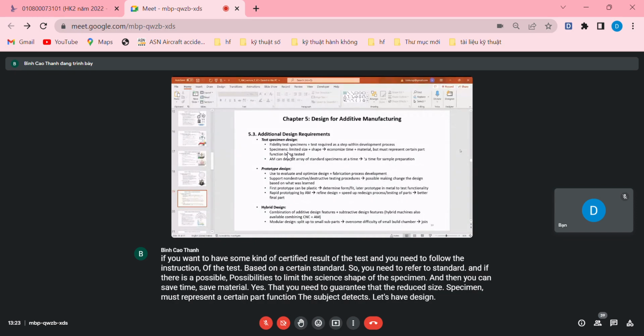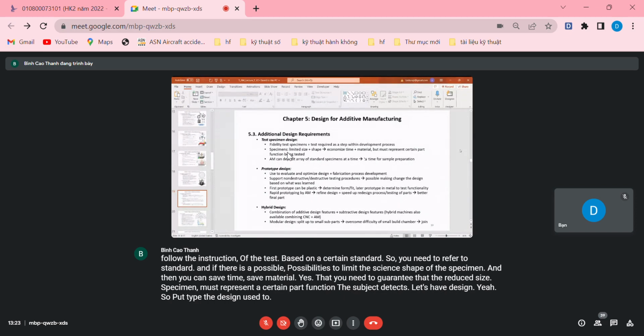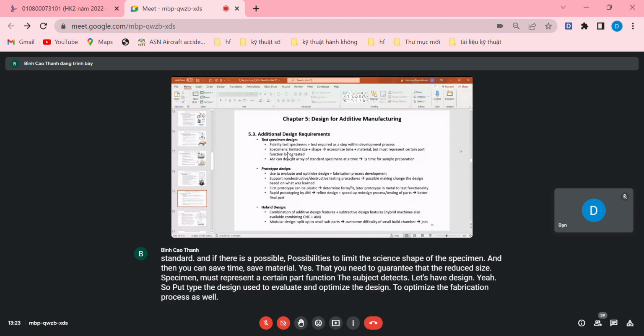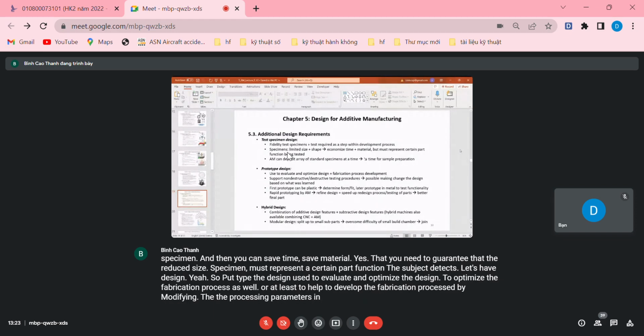Prototype design. Yeah. So prototype the design used to evaluate and optimize the design and to optimize the fabrication process as well, or at least to help to develop the fabrication process by modifying the processing parameters in a more appropriate way.